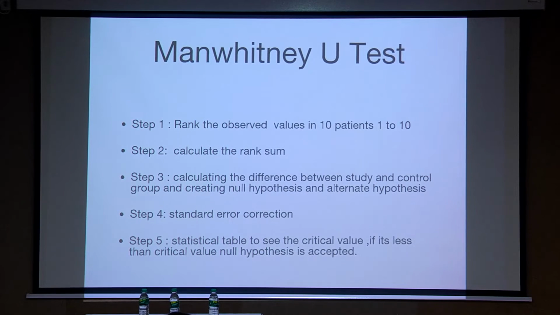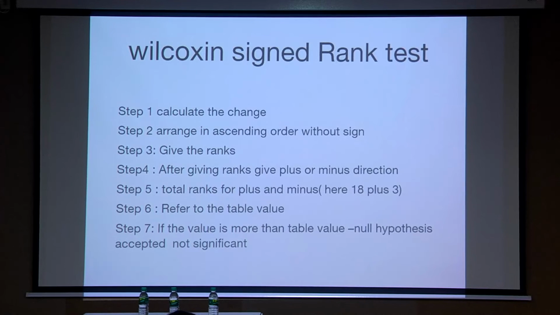Step 4, we do the standard error correction. For standard error correction, we have certain formulas. Finally, we arrive at the critical value. When the critical value is lower than the table value, we accept the null hypothesis. This is the formula for the Mann-Whitney test. The second thing is the Wilcoxon sign test.